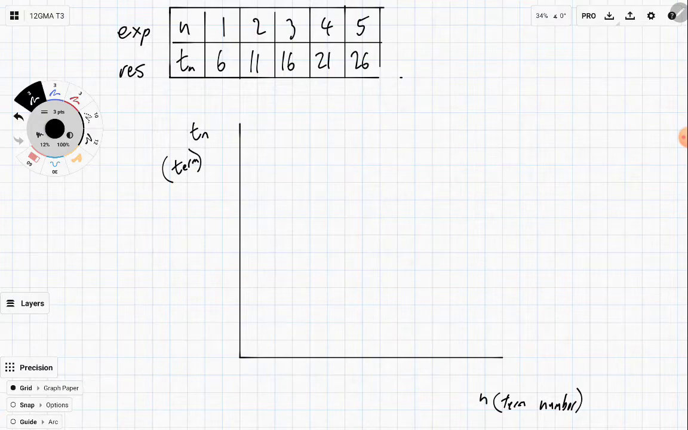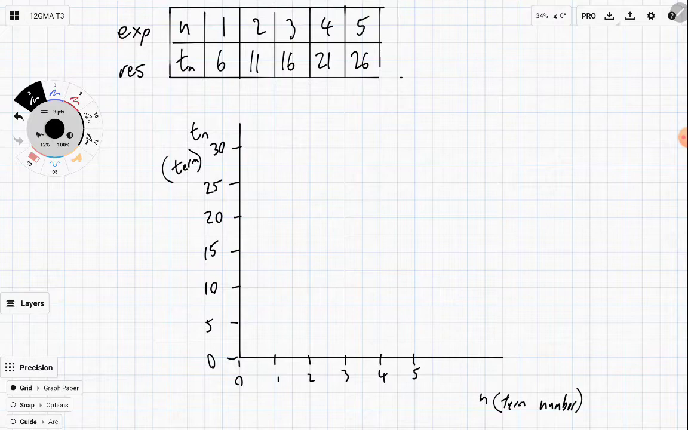Alrighty, so let's actually just go through. So we're going to have 1, 2, 3, 4, 5. And then we'll start at 0. And we'll go up in 5s. 5, 10, 15, 20, 25, and 30. Ready? And so before we actually graph it, I want you to have a think about what do you think it's going to look like?